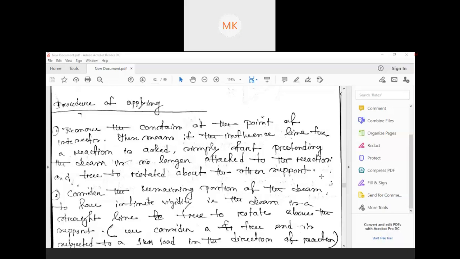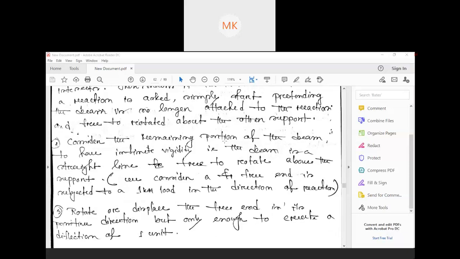I think all of you understand this. It means that we have to assume that there is no support, so we need to remove that. Let the beam be free to rotate about any axis. This is our first step. Next, consider the remaining portion of the beam to have infinite rigidity, that is, the beam is a straight line free to rotate about the support.